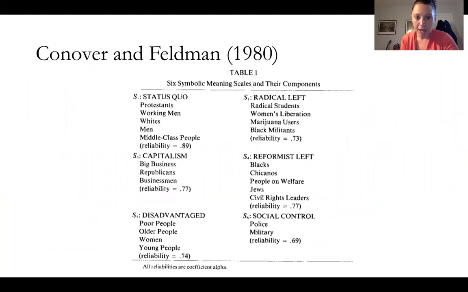Stanley Feldman and Pam Conover used national election study data, and all of the group labels that you see here are questions that were asked in this survey. Basically, on a 100-point scale, how do you rate Protestants? How do you rate working men? How do you rate whites? How do you rate middle-class people? All of these different social groups that fall under different categorizations.